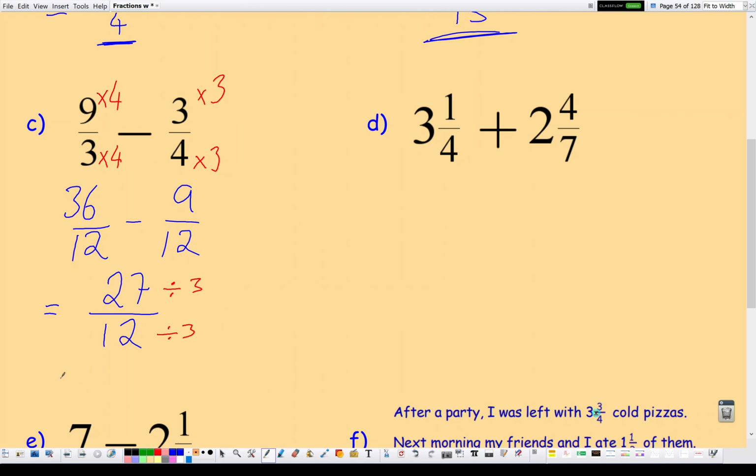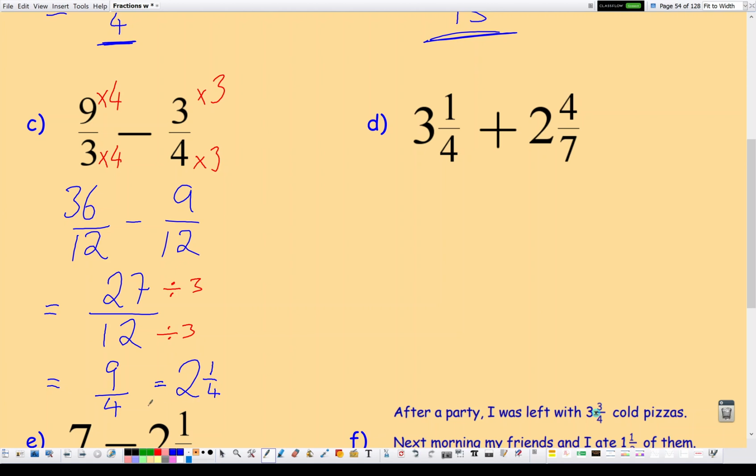27 divided by 3, that's going to be 9. 12 divided by 3, that's going to be 4. And if the answer is a mixed number, you're going to need to change it to a mixed number, like what we have in question D. So you would just say, how many times does 4 go into 9? How many whole times? Just do your 4 times table. That's 2 whole times to give you 8. And then there would be 1 quarter left over. So 9 over 4 is 2 1/4.